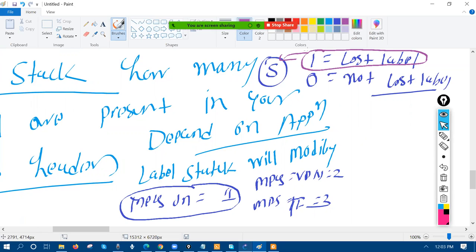I will explain this part in MPLS VPN, right? When I have two labels, then I will show you how these things work. So the stack bit is either one or zero. One means this is the last label. Zero means this is not the last label.